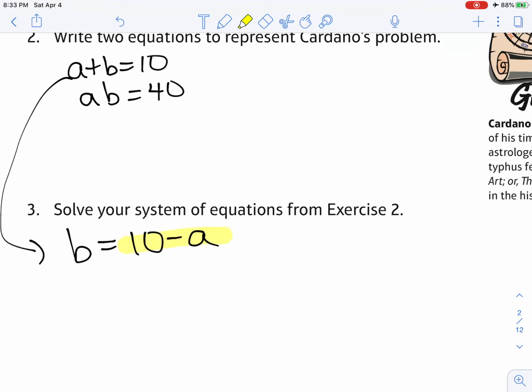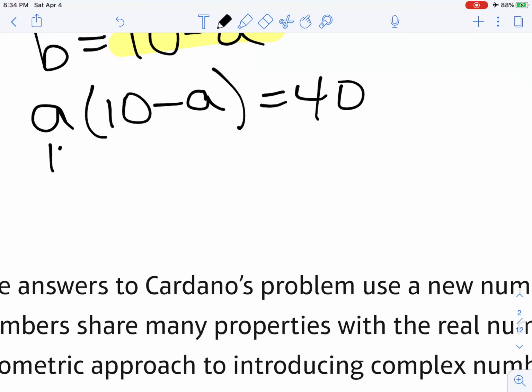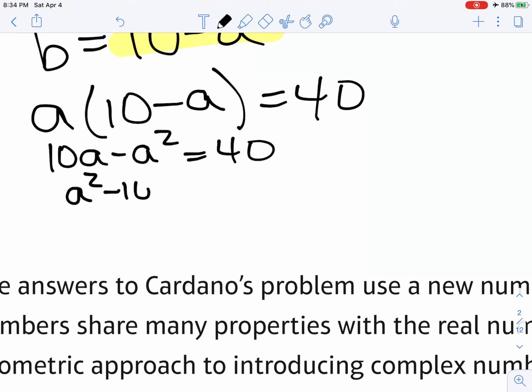Then I'm going to take this and plug it in for this B right here. So I have A times 10 minus A equals 40. So I have 10A minus A squared equals 40. Move all this to one side. A squared minus 10A plus 40 equals 0.